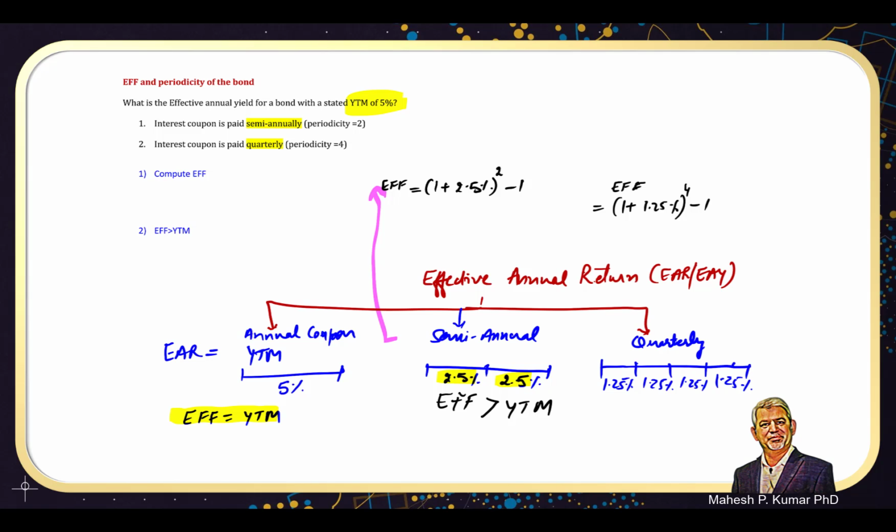So in order to find the effective annual rate, what do we have to do? 1 plus 2.5%, and the whole of that is in exponent of 2, minus 1. This is what we will do. So this comes out to be 1.025 squared minus 1. And let us do this number on the calculator.